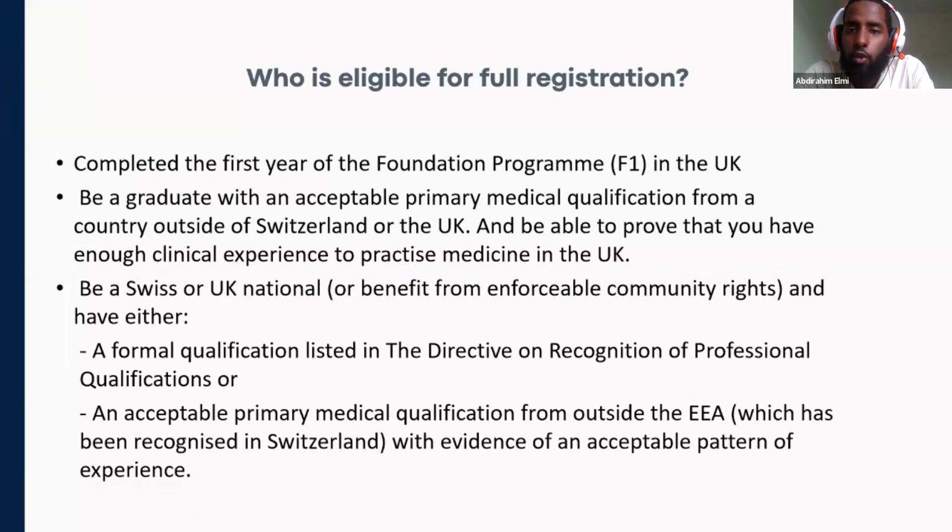So the difference between full registration and provisional registration is that you get to skip the first year of the foundation program. You don't have to do F1, you can skip straight into F2. But it's not necessarily the foundation program you get into, but it's the same levels. So it's called Foundation Year 2.